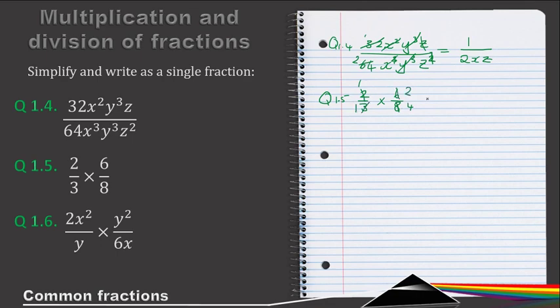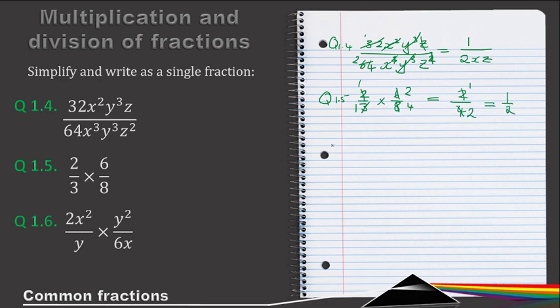3 can go into itself once and into 6 2 times. I can again cancel, but I'm just at this point going to multiply out. 1 times 2 is 2, and 1 times 4 is 4. And then I'm going to say, okay, 2 can still go into itself once and into 4 2 times, so I'm left with a half.